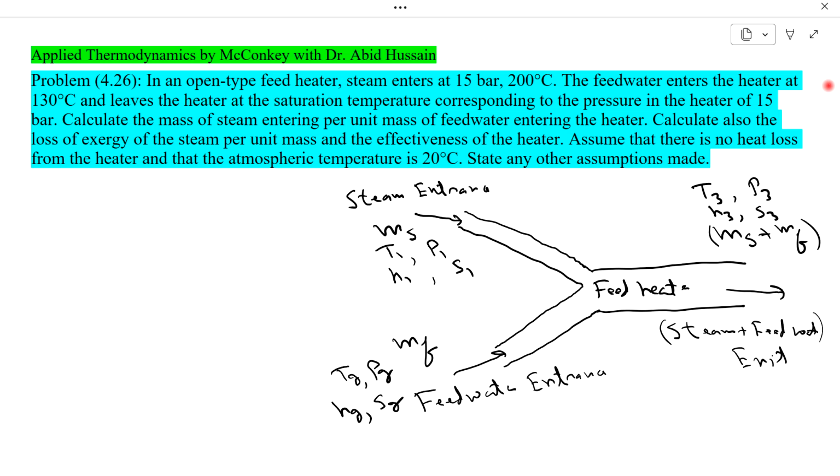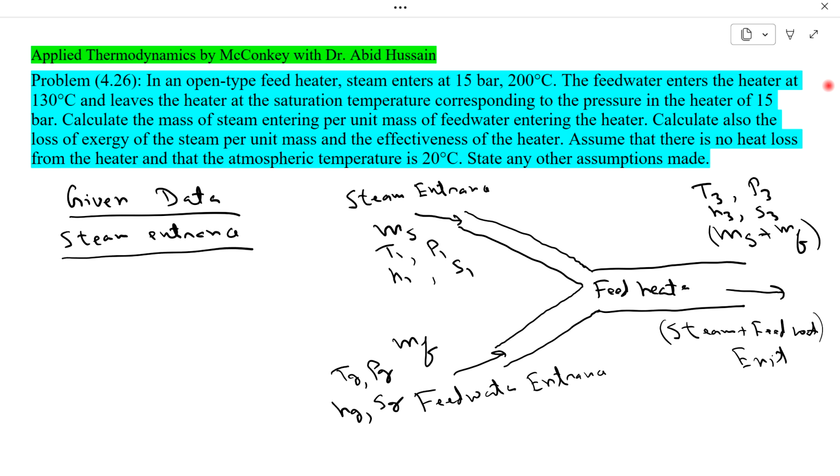So now listen to the problem again. In an open type feed heater, steam enters at 15 bar. This is P1. So the given data: steam entrance to the feed heater, P1 is equal to 15 bar, and T1 is equal to 200 degrees centigrade.